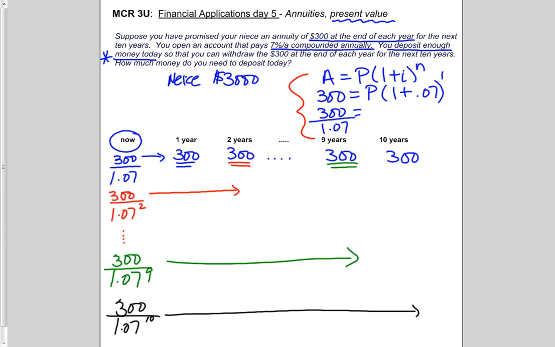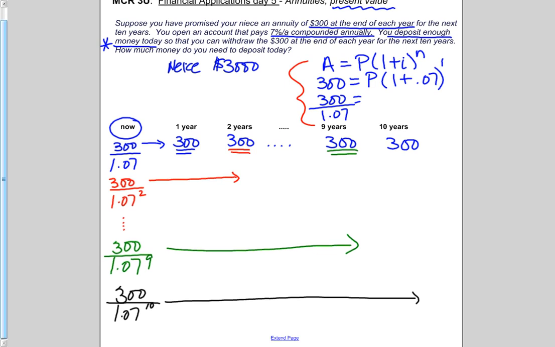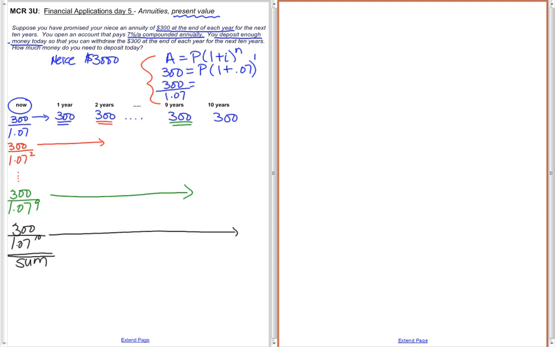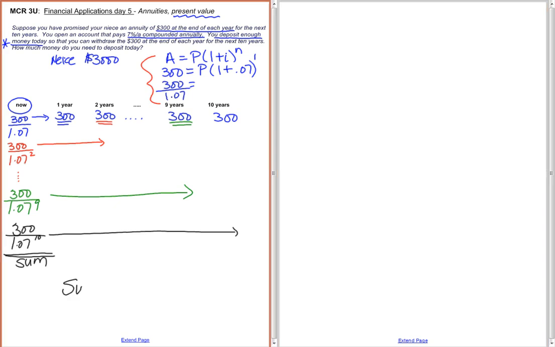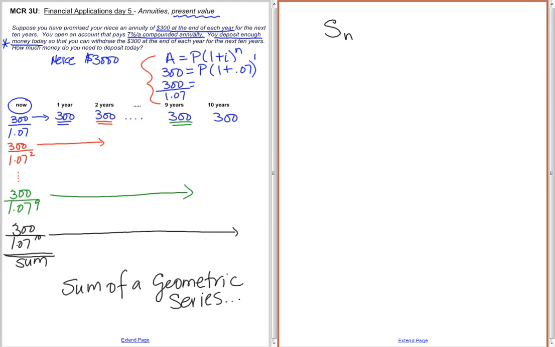The amount that I need to put in right now is the sum of all of these divisions. You know that this is a sum of a geometric series, just that this one is a lot uglier. You don't have to write this down. I know on your handout you've got the final answer, the formula that we're looking for, but I just want to show you where it comes from. This is a sum of a geometric series, just like last day.